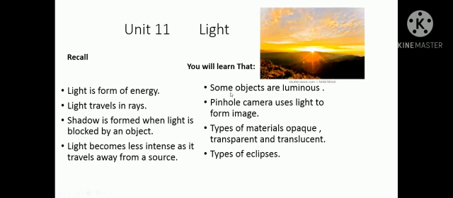Okay students, and in this chapter we will learn about some objects being luminous and some being non-luminous. Pinhole camera, and we will see about it. Pinhole camera uses light to form an image. Number three, types of materials: opaque, transparent and translucent. And the number four point is about types of eclipses.